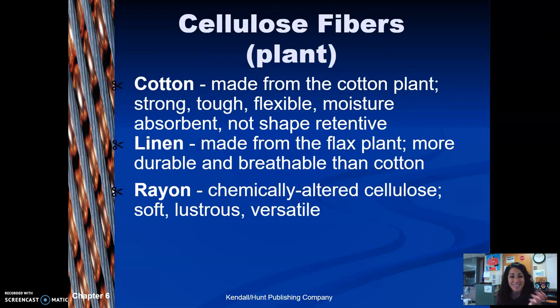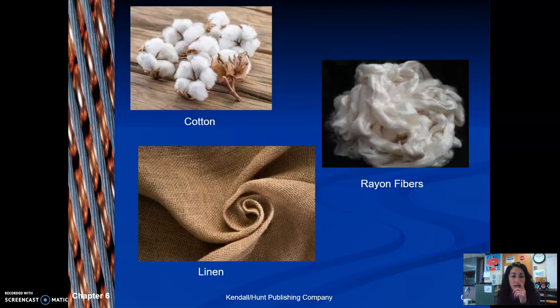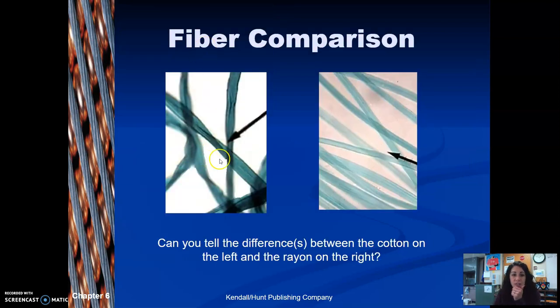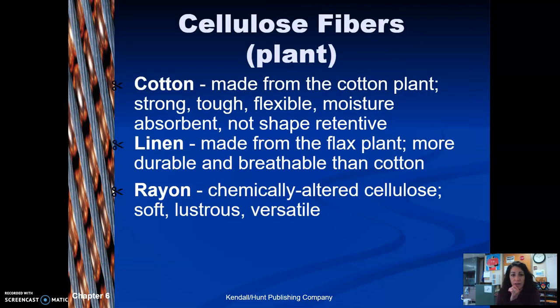Okay, so cotton is made from the cotton plant. I've got a picture on this slide. You can see it up here, the cotton plant. They take these pieces and they wind them into specific strands. So like here is cotton. You're going to get these not completely uniform, kind of uneven strands of twisted filaments. Cotton is strong, it's tough, it's flexible, it absorbs moisture.